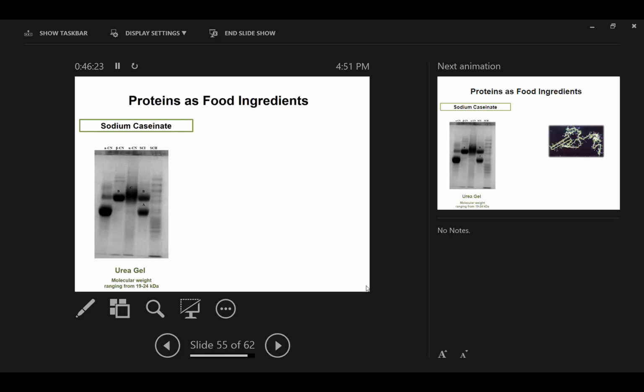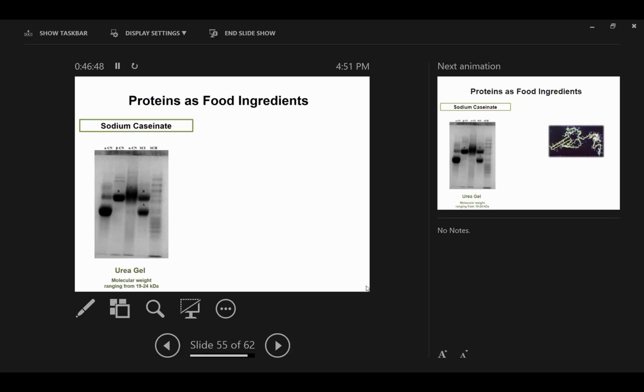Okay. So for the sodium caseinate, usually we run a urea gel, but in the lab you're going to run a regular SDS-PAGE. The reason we run urea gel is you'll be able to differentiate alpha and beta casein because they're very close in molecular weight, as well as kappa casein. Okay?